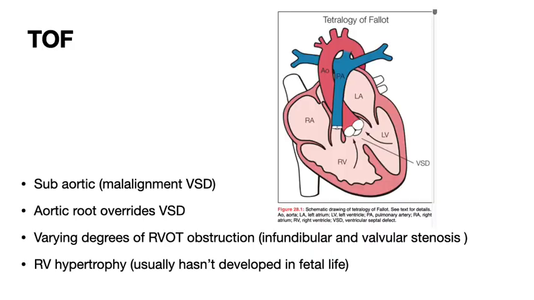All right, now we're going to talk about tetralogy of Fallot. And although we have this idea that it's just kind of one thing, it includes several different looks to it. And we'll start with the classic tetralogy of Fallot, which is defined as a malalignment ventricular septal defect. The aortic root overrides the ventricular septal defect. And then here's the variable part for the most part. There are varying degrees of right ventricular outflow tract obstruction.